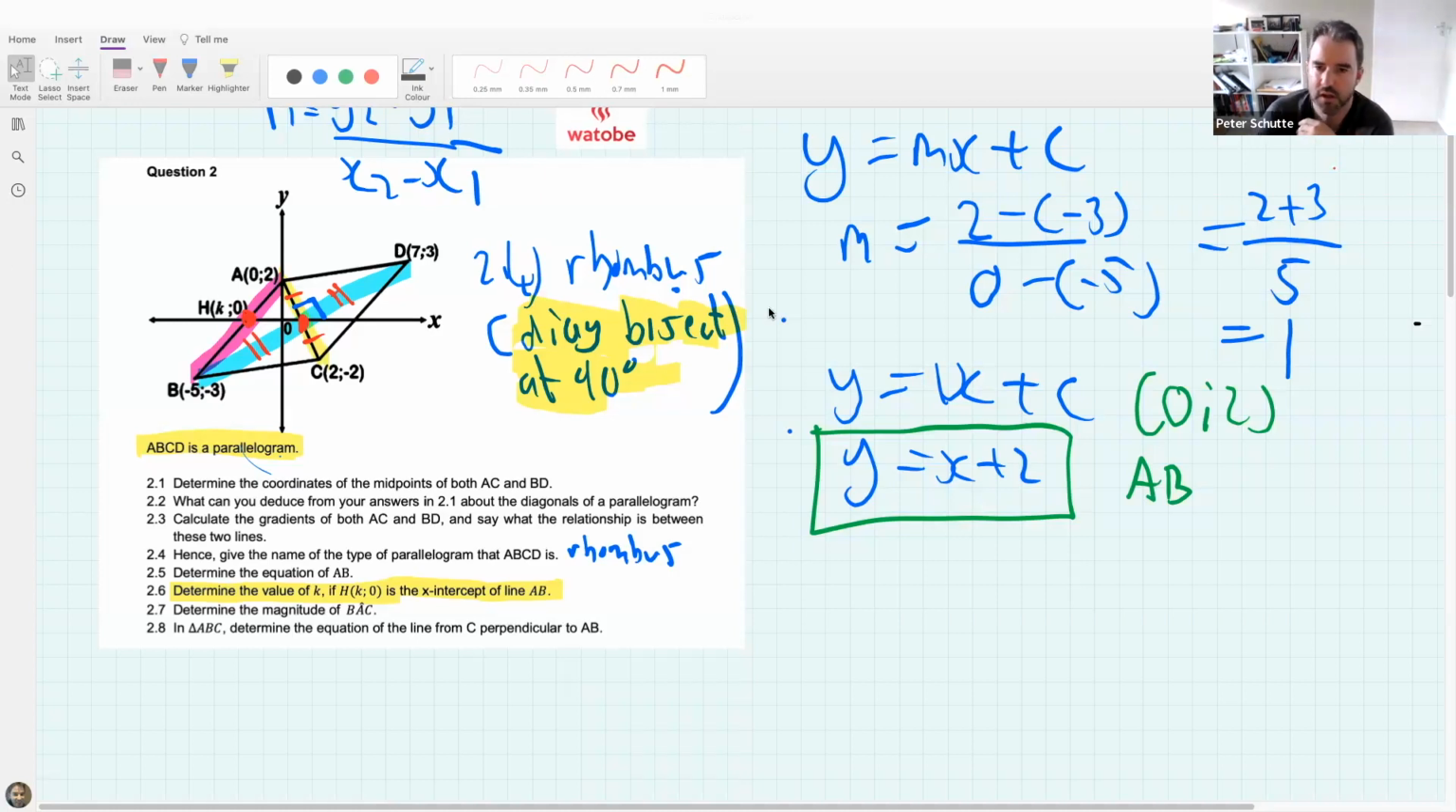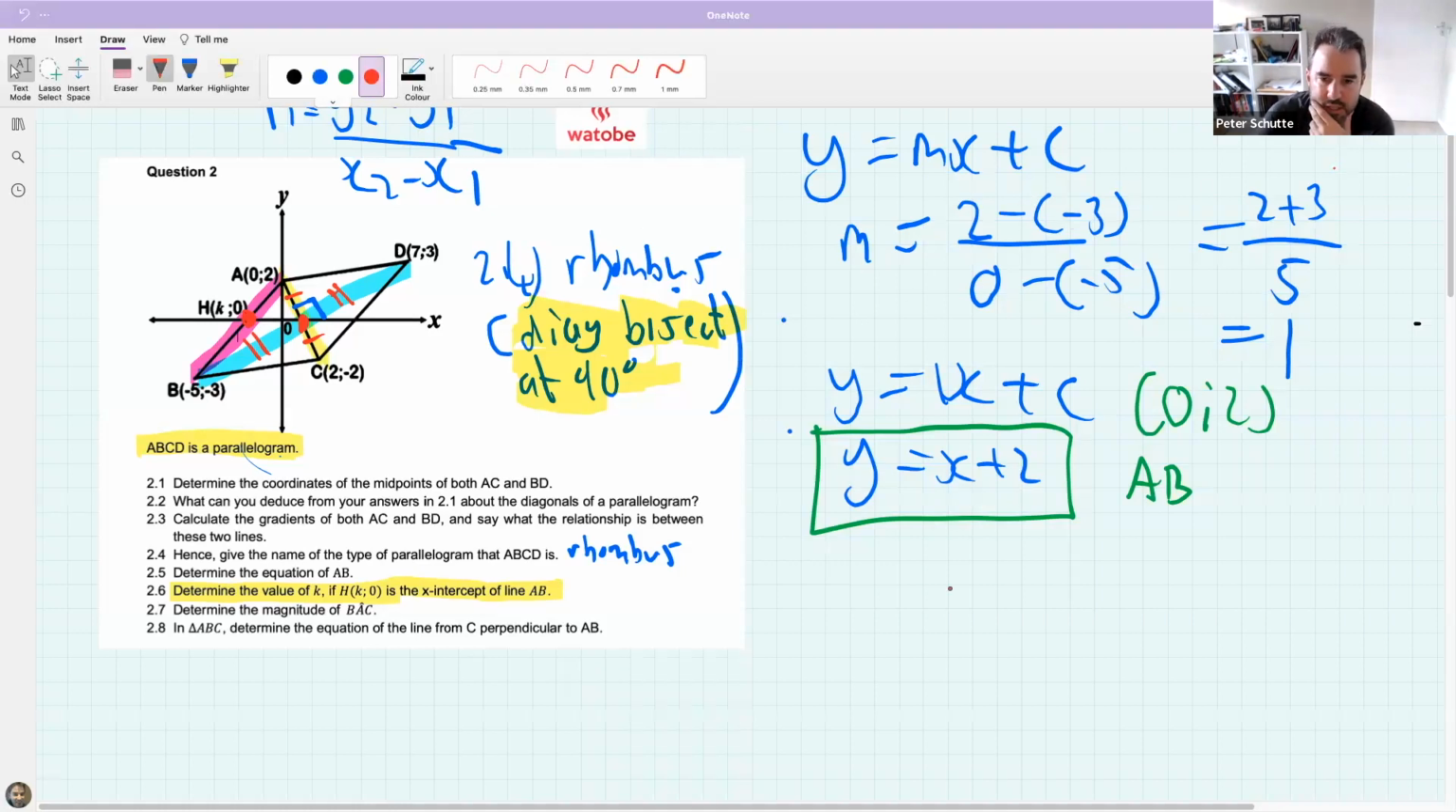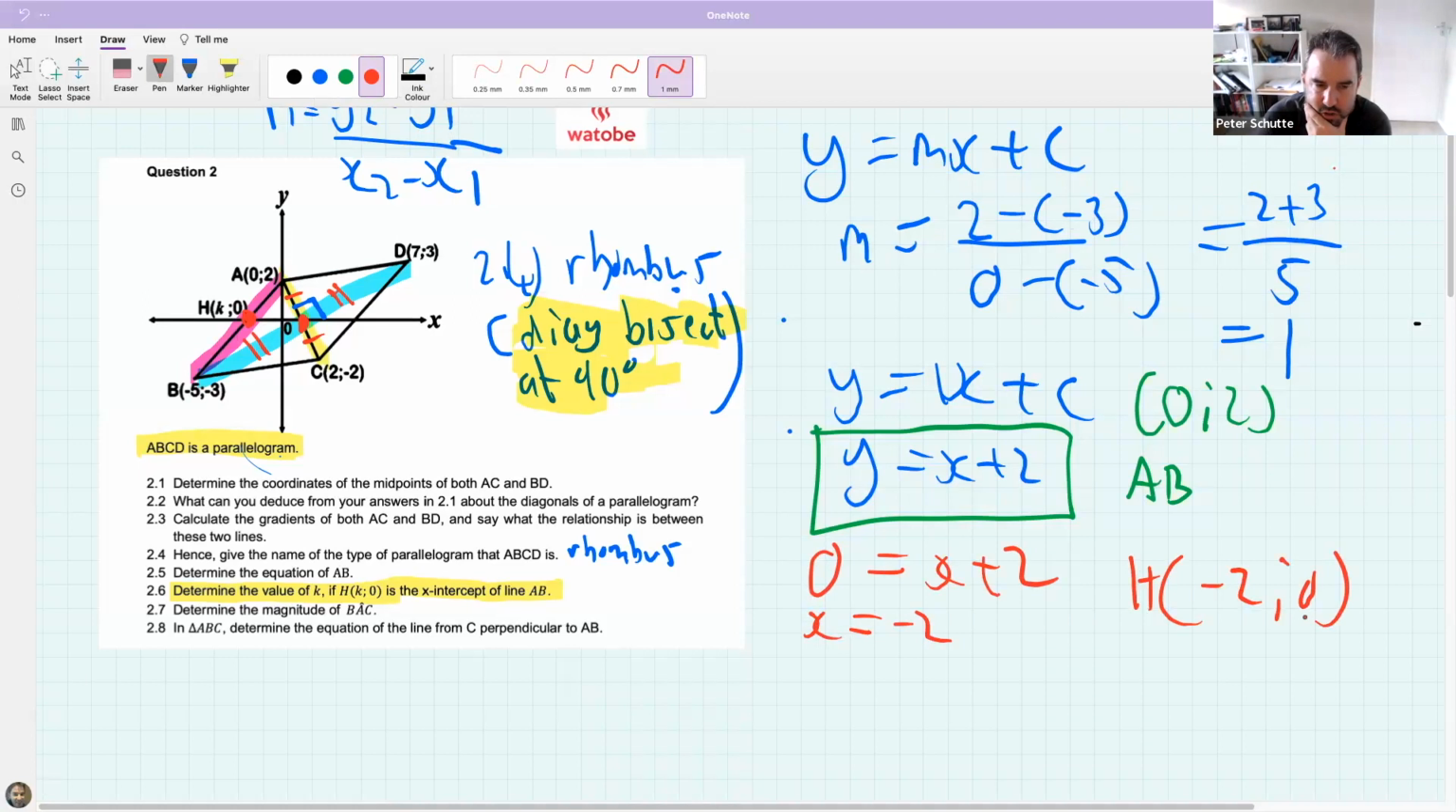Okay, so if we want to find the X-intercept, all we need to do is make Y 0. And so we should then get X is -2, or the point H will just be -2, 0. Okay, then starting to get a bit more interesting.